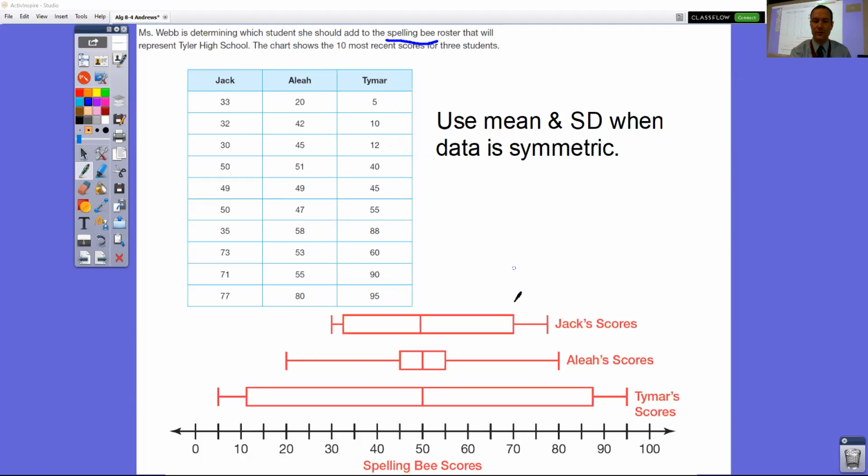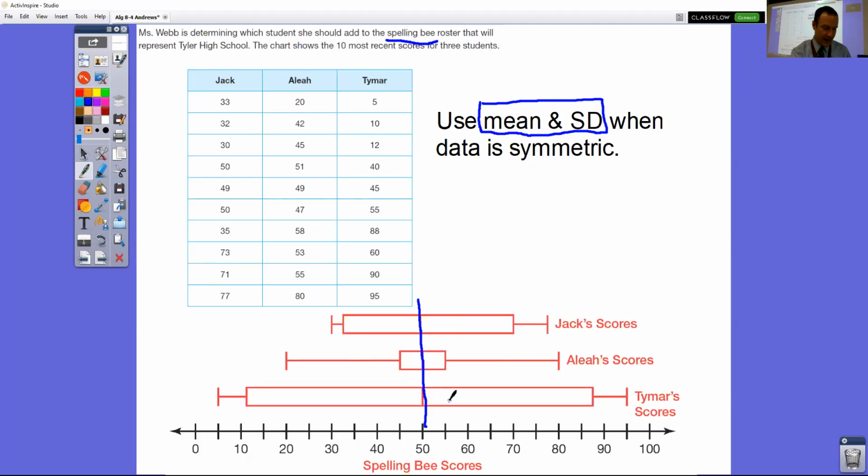So we use the mean and standard deviation when the data is symmetric. All of this data is symmetric. We have box and whisker plots for each one. You can tell that it's about half and half on both sides. Remember, we draw our line right down where the median is, and about half our data is above and about half is below. So these are all symmetric. You use the mean when it's symmetric. You know that from the previous lesson. But when you use the mean, you also use the standard deviation when the data is symmetric.